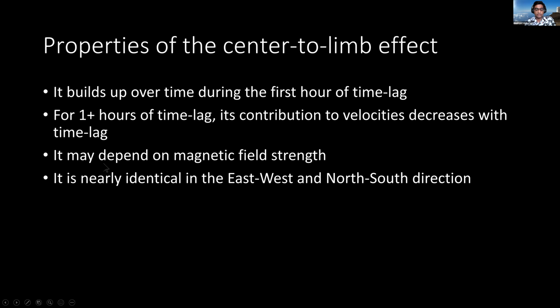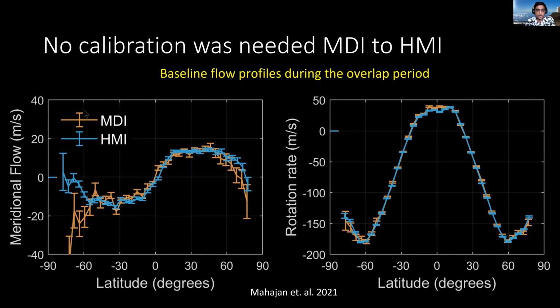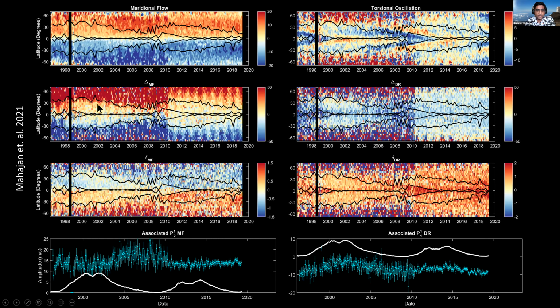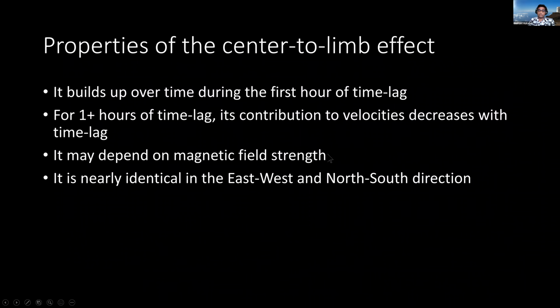And the center to limb effect may depend on magnetic field strength. As we see here, the constant shift error is lower within the wings of the butterfly and higher outside. So there may be a magnetic field dependence of the center to limb effect. This is something similar to what Loptin et al. in 2017 reported. They also think the center to limb effect is dependent on magnetic field strength.